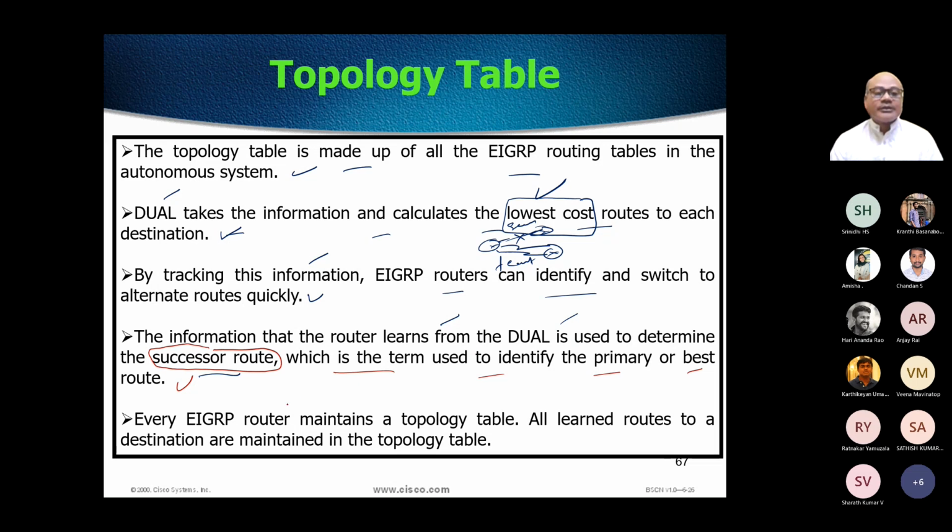So, the EIGRP router maintains your topology table. It also learns the routes to destinations and updates the table. Even if one more router is connected, it also maintains the topology table and updates its topology table.